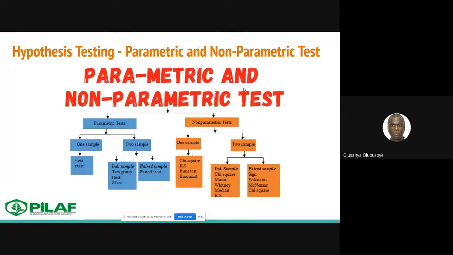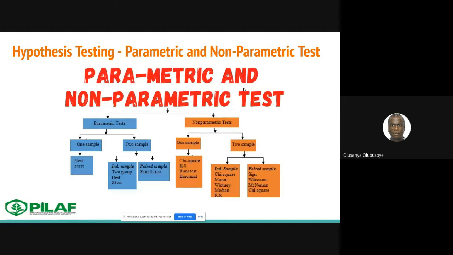The non-parametric is distribution free. Distribution free in the sense that there is no assumption regarding the distribution underlying the behavior of the population. So we call it distribution free test.